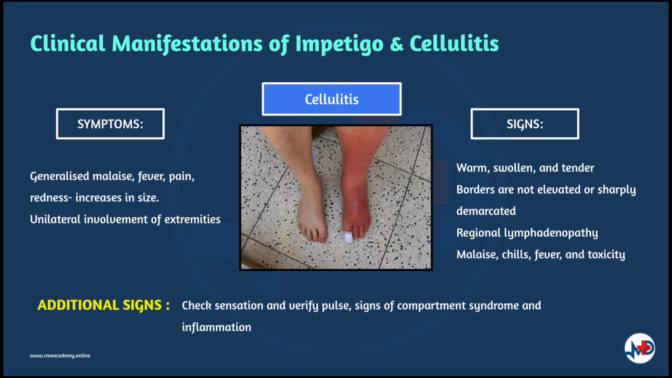In cellulitis, it is crucial to examine for sensation and verify the pulse in the extremity, checking for signs of compartment syndrome, and assessing the signs of inflammation, which should be positive. These signs of inflammation are rubor, which is redness, dolor meaning pain, calor meaning heat, and presence of tumor, which basically means swelling. Moving on to the signs, in the case of cellulitis, patients will present with malaise, chills, fever, and signs of toxicity. The affected area will be warm, swollen, and tender, with non-elevated or sharply demarcated borders. You may also notice some regional lymphadenopathy.